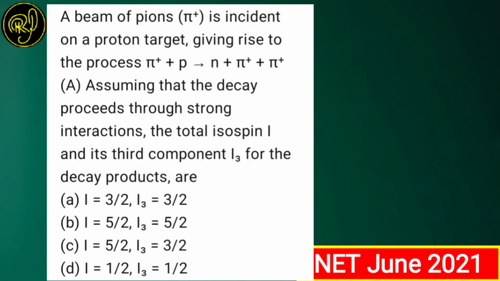Welcome back to the 1200 plus PYQ series of the CSIR NET examination. This question was asked in NET June 2021. The question says that a beam of pi plus is incident on a proton target, giving rise to the process pi plus plus proton gives neutron plus pi plus plus pi plus.